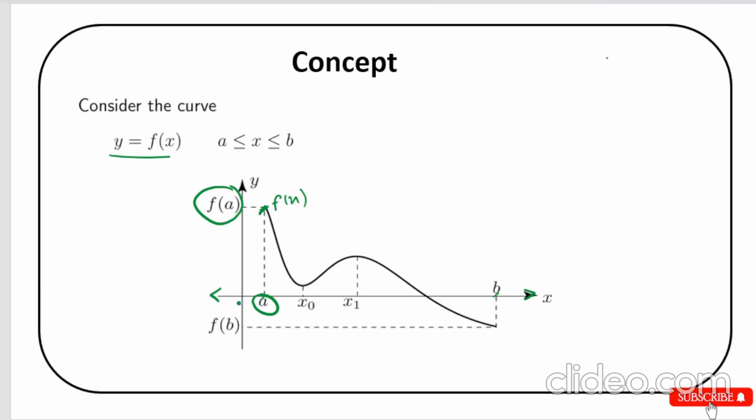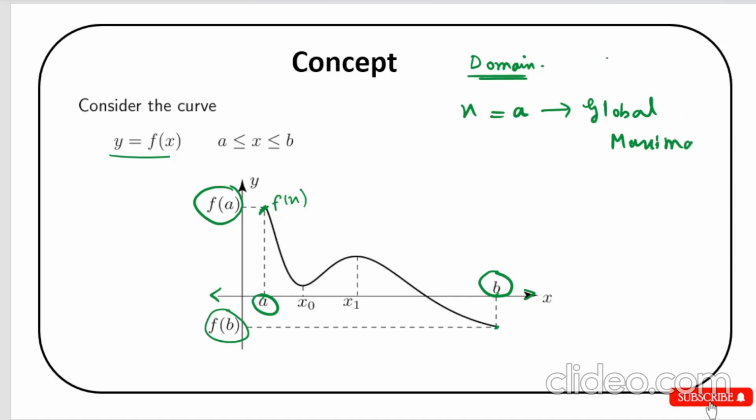Now similarly, if you see this entire domain and entire function, at which value does the function take the lowest value, or the minimum value? If you see carefully, you will see that when x equals b, the function takes the lowest value, which is f(b). So in this entire domain, what you see is that at x equals a, the function has a global maxima.